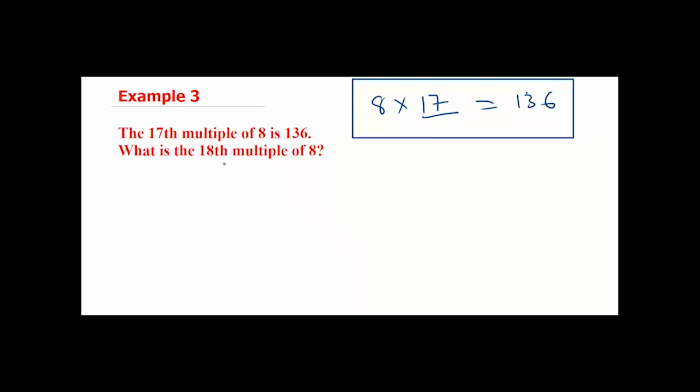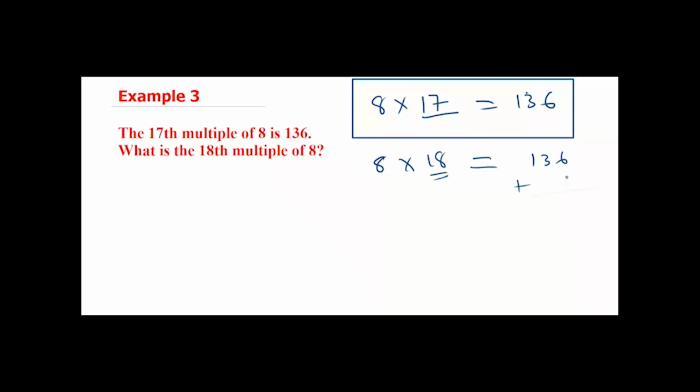So what is the 18th multiple of 8? The 18th multiple of 8, you can easily get it here. So this is the position. You can see that it is a step more than the 17th multiple. So don't forget that here we are counting in 8s, right? We are counting in 8. So if the 17th multiple of 8 is 136, then the 18th multiple of 8 will just be 8 more than 136, because we have to count in 8.